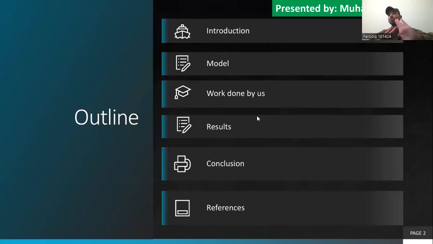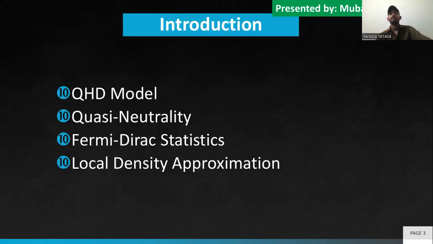Now moving towards the outline. First, the introduction, where we are going to introduce our topic. Then the model which we have used; we will explain the model. Then the work done by us, what work we have done, and the results, as the fourth heading. Then we will conclude our discussion. After that, we will show the references from where we took the data and used it for our formulations. Introduction.